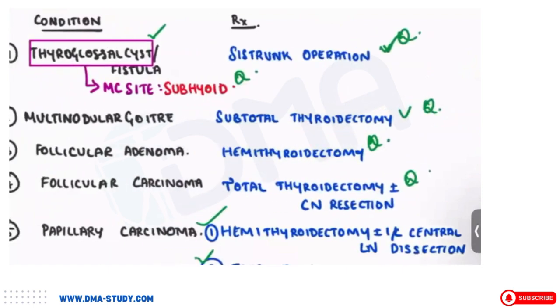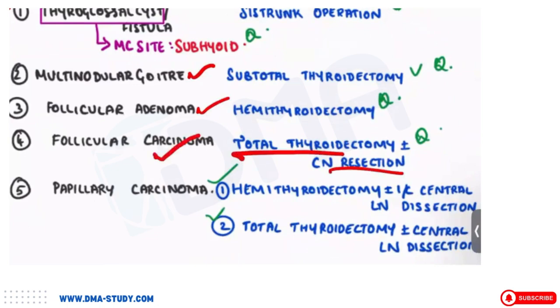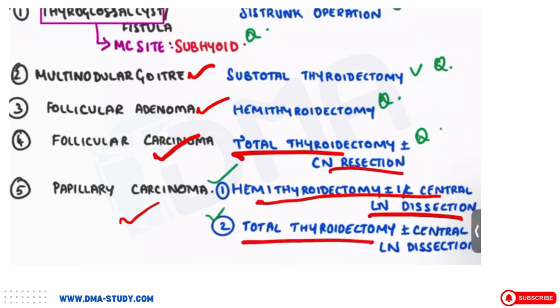Then important conditions and the named surgeries: Sistrunk operation for thyroglossal cyst or fistula. The most common site of the cyst is subhyoid. Multinodular goiter, subtotal thyroidectomy. Follicular adenoma, hemithyroidectomy. Follicular carcinoma, total thyroidectomy plus lymph node resection. Papillary carcinoma, hemithyroidectomy plus ipsilateral central lymph node dissection or total thyroidectomy.